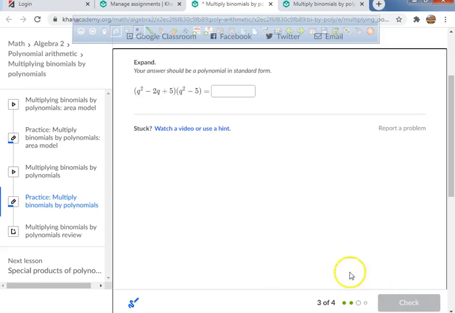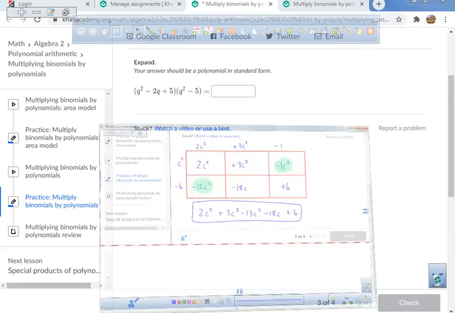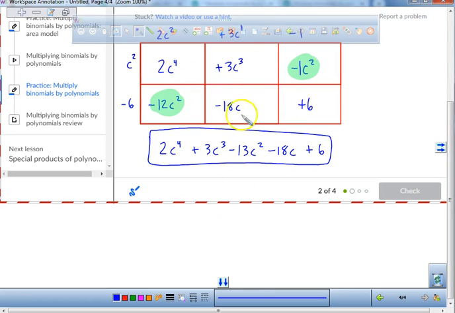All right? So here's my suggestion. Whenever you get a trinomial being multiplied by a binomial, my suggestion is this. Build yourself a nice rectangular model to be able to multiply and then add the like terms. All right? So good luck and get this done.